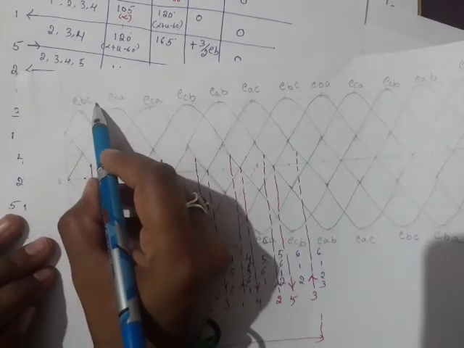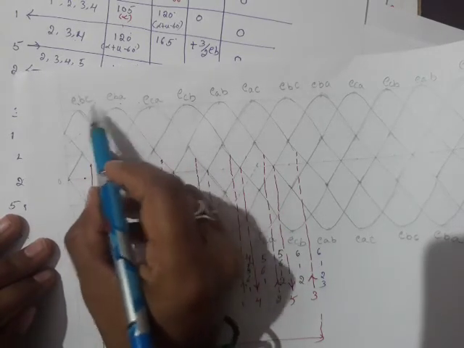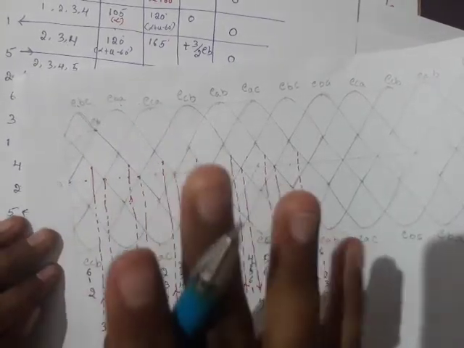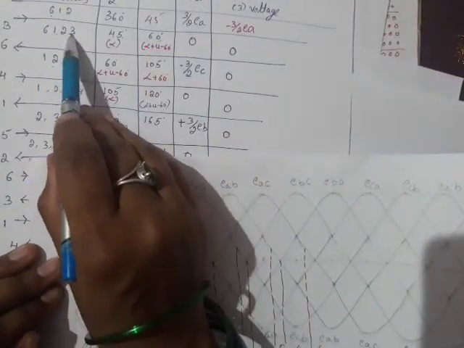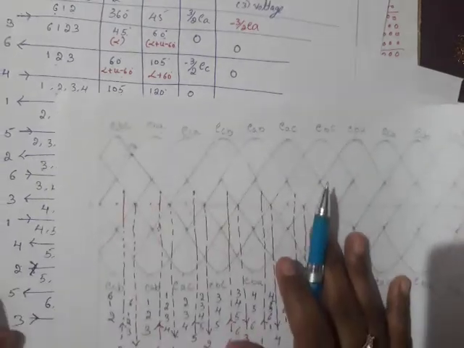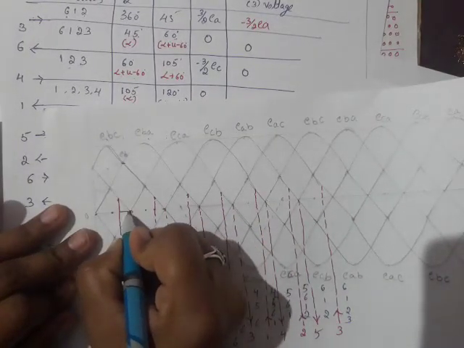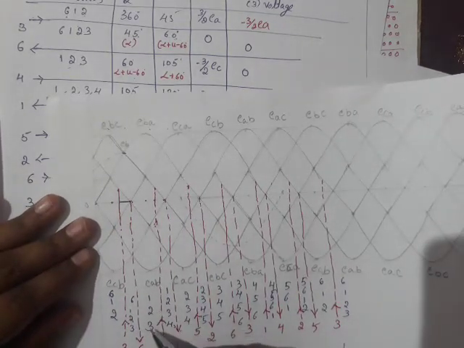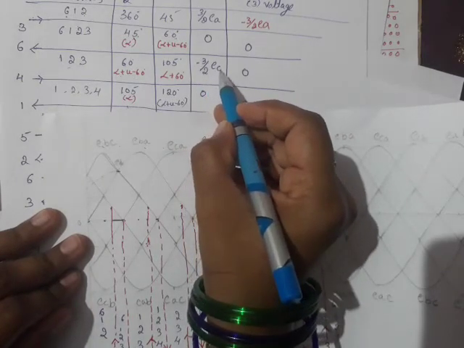See, here we have EBC, here we have EBA. Means in between these two line voltages, we have to get a phase voltage EB, that is positive EB. So like that I'll follow. See here, initially when 6, 1, 2, 3 were conducting, output voltage is 0. During this period, output voltage is 0 with 6, 1, 2. When 6, 1, 2, 3 is conducting, output voltage is minus 3 by 2 times EC.